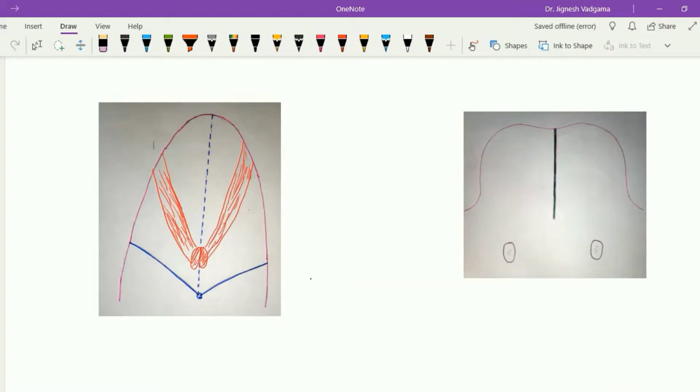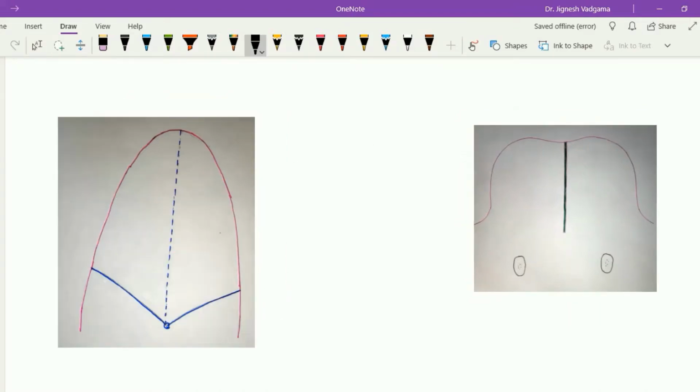When this muscle contracts, it will lead to the shortening of the length of the tongue, and it is also responsible for making the dorsal surface of the tongue more concave on both sides. So here in this figure, this is the coronal section of the tongue. We can see this is the superior longitudinal muscle of the tongue on both sides.